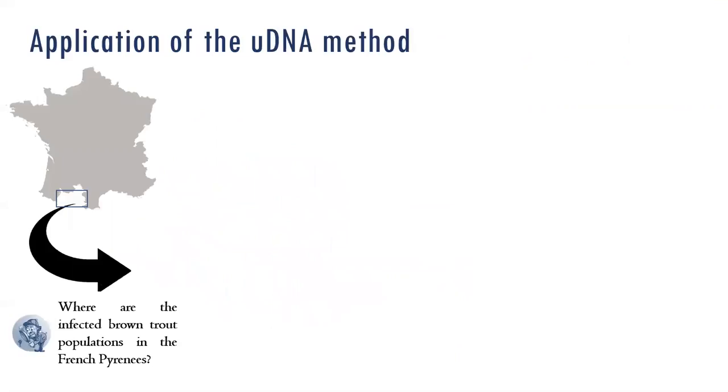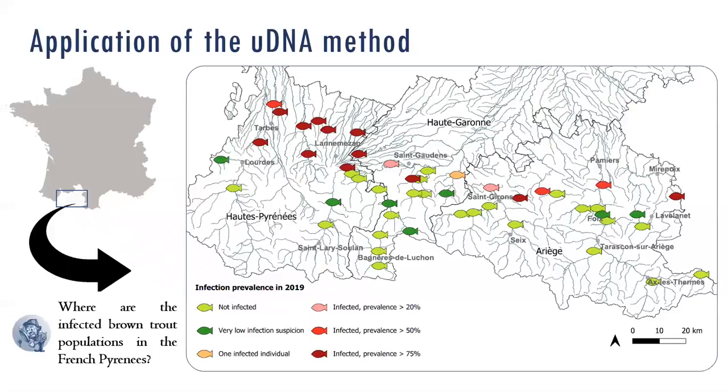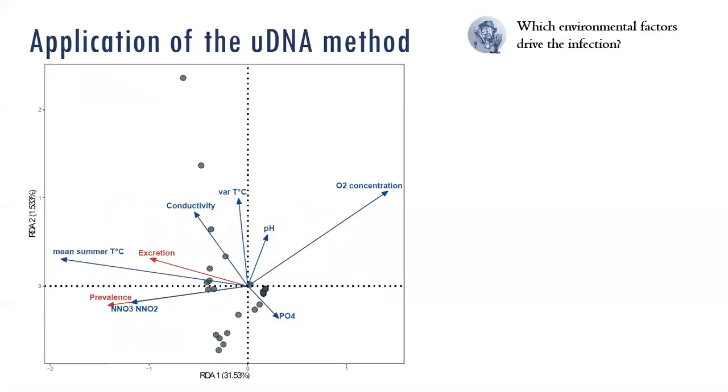Applying this uDNA method, we have been able to draw a map of population infection status on a wider scale. We then tried to link this map to environmental parameters that were measured in the field. On this redundancy analysis, we can see that population infection prevalence, as well as the quantity of DNA excreted per fish, are explained especially by mean summer temperature and, to a lesser extent, by nutrient quantity in the water.